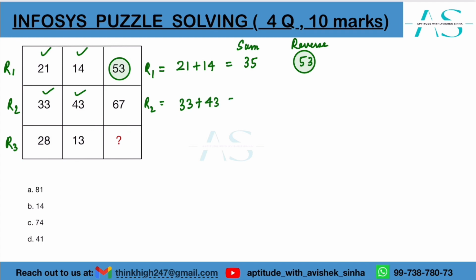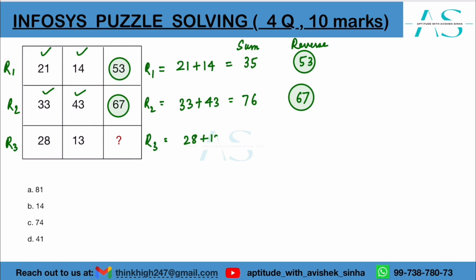33 and 43, add them up, we get 76. What is the reverse of 76? 67. Do we have 67 as the third member? Yes. Now we have a pattern. So quickly tell me what is the answer here.